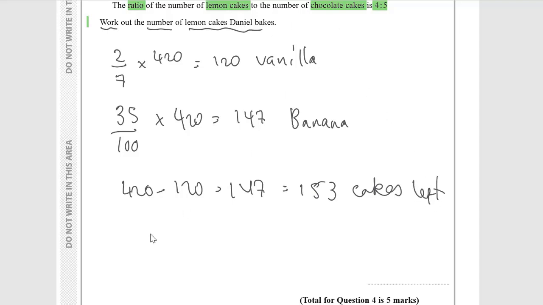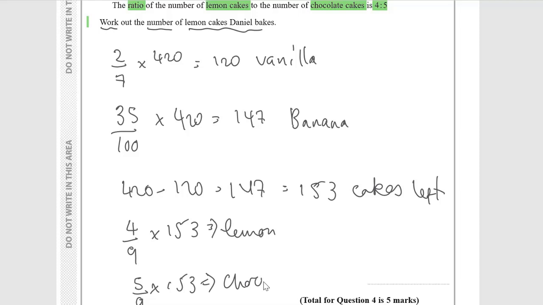So we know there's lemon and chocolate cake in the ratio 4 to 5. So 4 over 9 times 153 will give us the lemon. And then 5 over 9 times 153 will give us the chocolate. So this is going to give us an answer of 68. So it will give us 85. So therefore, the answer would be 68 because we're interested in lemon cakes.